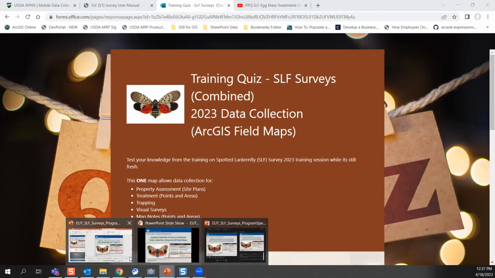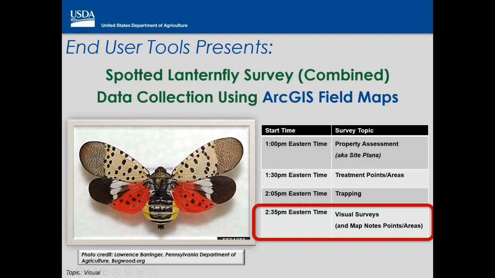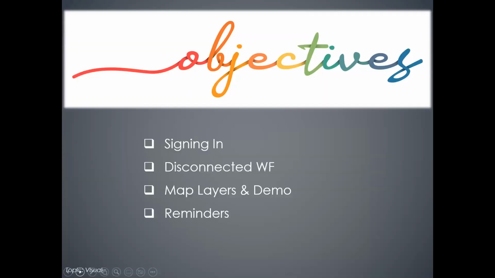And we're just going to jump right on into talking about this visual survey. We're going to talk about the same topics, how to sign in, the disconnected workflow we're going to go through quickly, and then we're going to look at those map layers, and I'll give you a little demo on how to use them and some reminders.